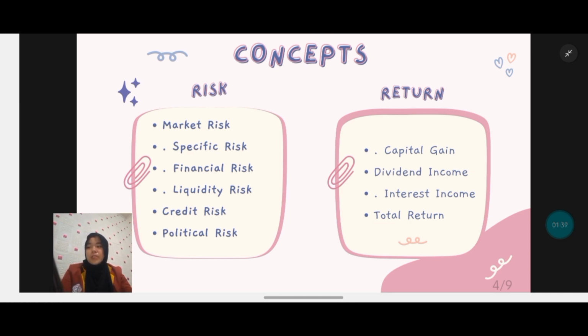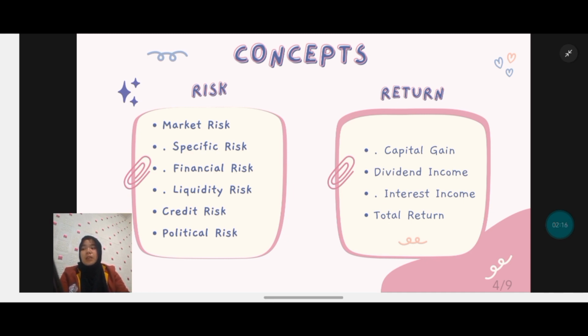Next, number 2, specific risks, also called unsystematic risk. This risk is specific to a particular investment or company. It can include business-specific factors like management quality, industry competition, and product demand. Number 3, financial risks. These are risks associated with a company's financial structure and its ability to meet its debt obligations. High levels of debt can lead to financial risk.